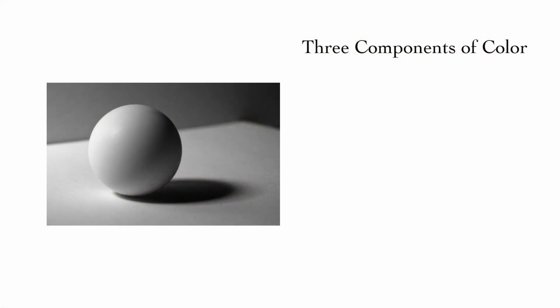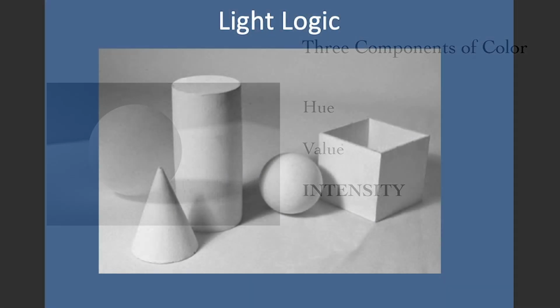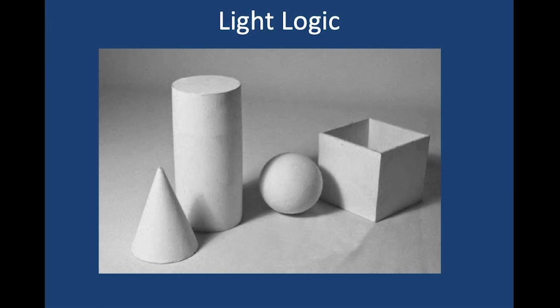Value is one of the three components of color, those being hue, value, and intensity. So we need to have good control over value before we learn to juggle all three components. Light illuminates form, and it does so in a predictable and understandable way. So if we learn how to look for and render light and form, we will have a powerful tool in our arsenal.